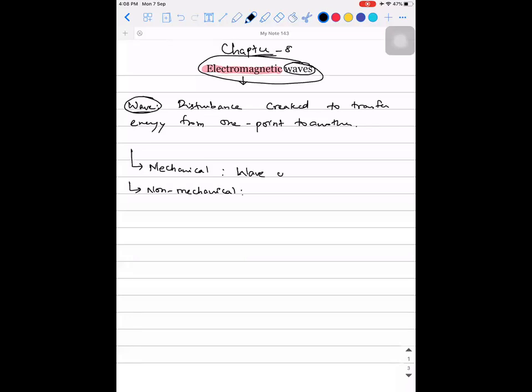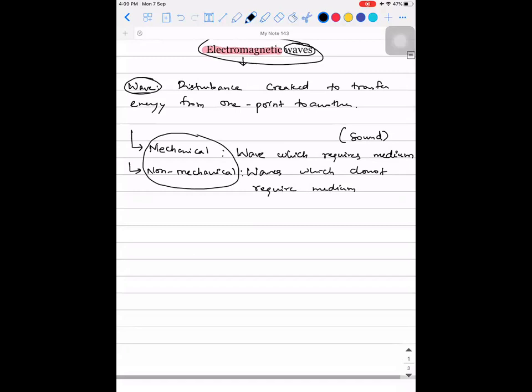It is a wave which requires what? A medium. Medium. Very good. Which requires a medium for propagation. So example of a mechanical wave is sound. Sound needs a medium to travel. Sound cannot travel in vacuum. Then what are non-mechanical waves? Obviously, they'll be the opposite, right? So waves which do not require medium are called non-mechanical waves. I hope these 2 points are clear. So mechanical and non-mechanical is basically classified on the basis of whether a medium is required or not.